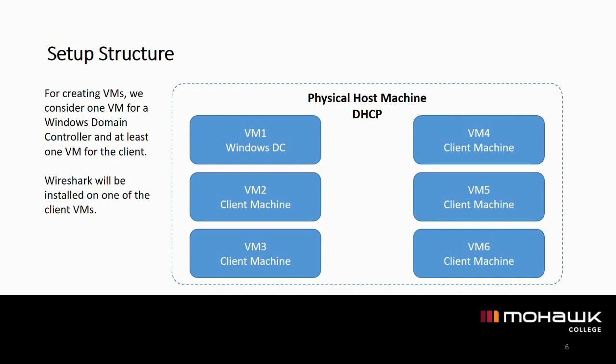So we have a server hosting machine that is responsible for managing multiple virtual machines within a network setup. One of these virtual machines is configured as a Windows domain controller and has the DHCP server role implemented. Additionally, we have other virtual machines that act as clients within this network to analyze network traffic. We will install Wireshark on one of the client virtual machines.